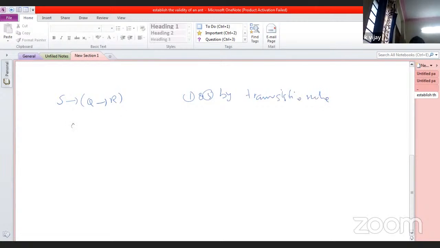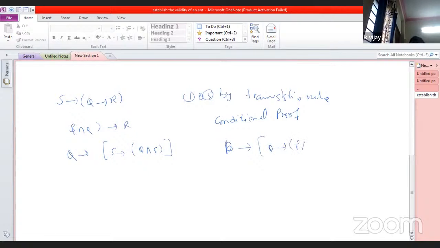So therefore, next one, S and Q implies R from 6 and by condition. So from the above condition, from 1 to 5 is a transitive rule. So we can write it is a conditional proof. We can write here conditional proof. Then S implies Q and S. We are writing Q and S. So by P we are writing Q implies P and Q. So therefore we write here again S implies Q and S.